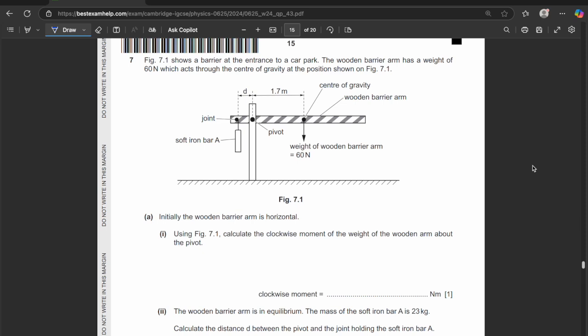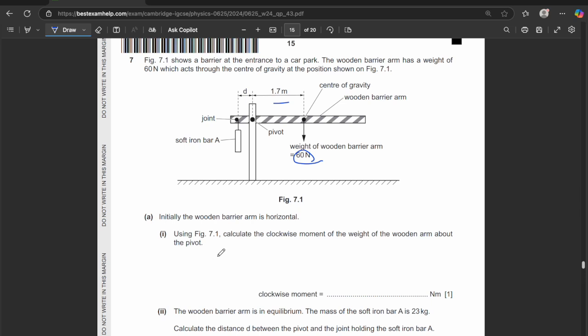7. Figure 7.1 shows a barrier at the entrance to a car park. The wooden barrier arm has a weight of 60 newtons, which acts through the center of gravity at the position shown on figure 7.1. A. Initially, the wooden barrier arm is horizontal. Using figure 7.1, calculate the clockwise moment of the weight of the wooden arm about the pivot. So this is the weight, this is the distance. You can just multiply them. It just gives 1 mark, but let's just write an equation.